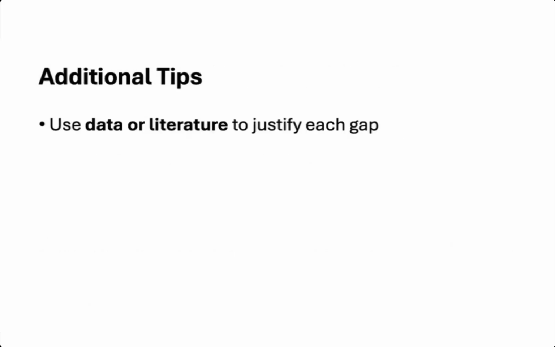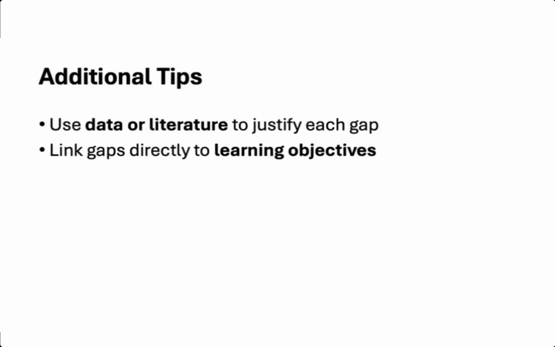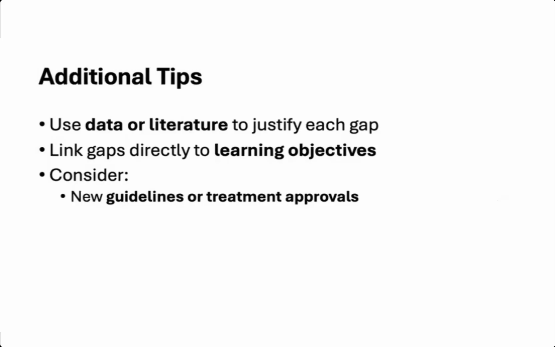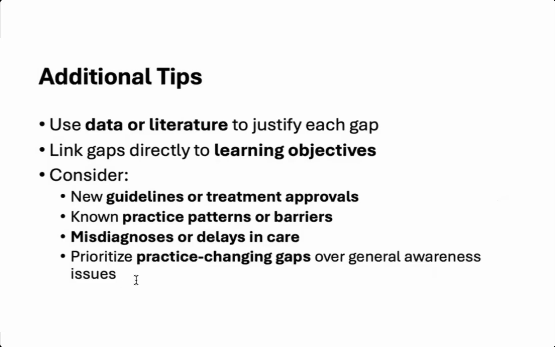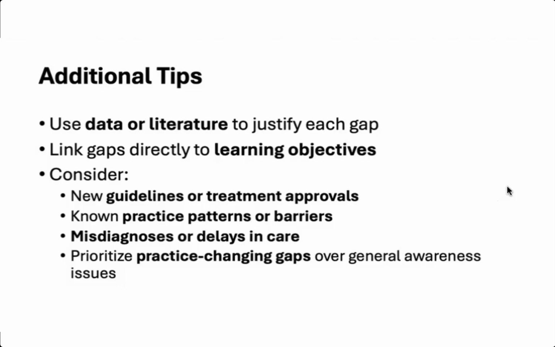Additional tips: use data or literature to justify each gap, obviously. Link gaps directly to learning objectives, which you'll do in that table. And then here are some of the things that you can consider to highlight with gaps: new guidelines or treatment approvals, known practice patterns or barriers, misdiagnoses or delays in care, and prioritize practice changing gaps over general awareness issues. So you just don't want to have knowledge for the sake of knowledge. That's not what we're looking for.